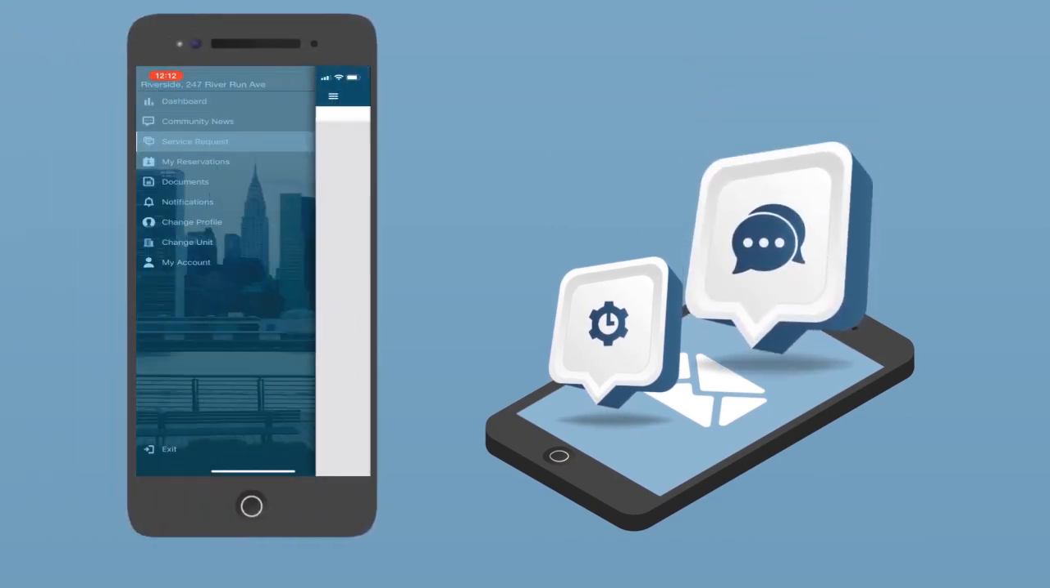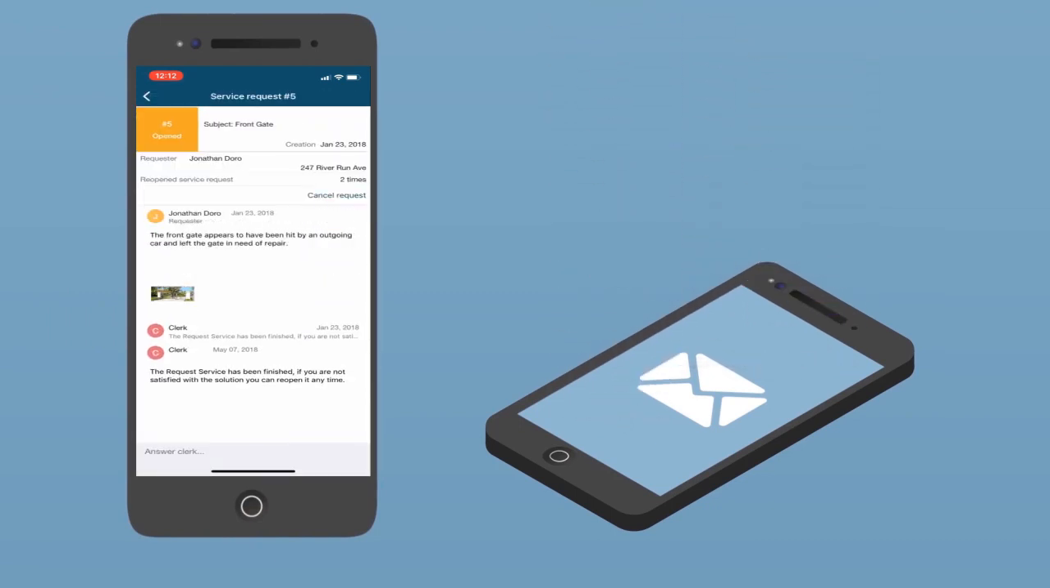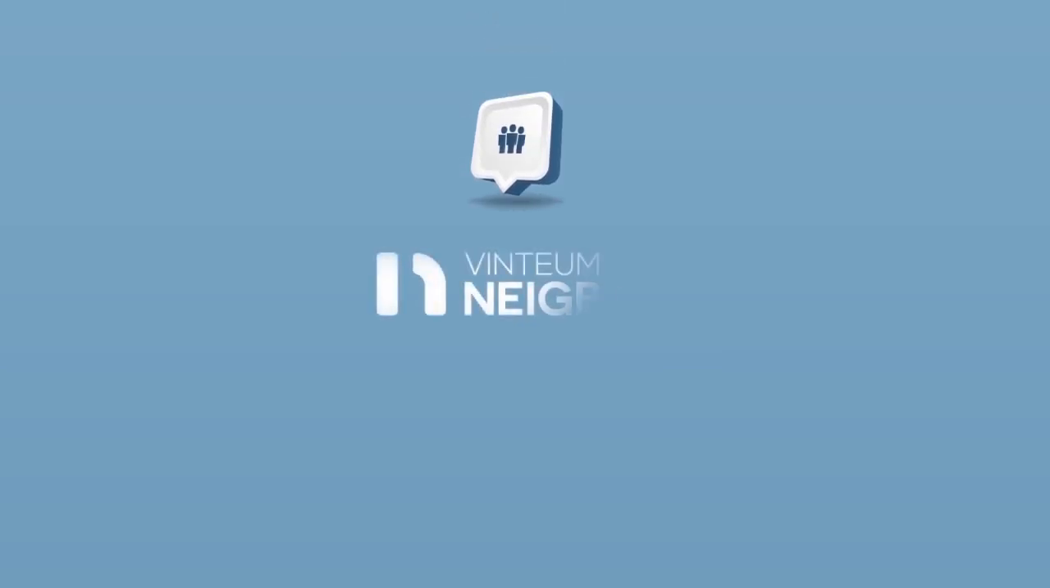Review and approve amenity bookings, send text messages, call residents directly, update your website, and so much more. Invest in an intuitive, practical, and effective solution. Vinteum was built to make community living simple. Transform your to-dos into done's and get started today.